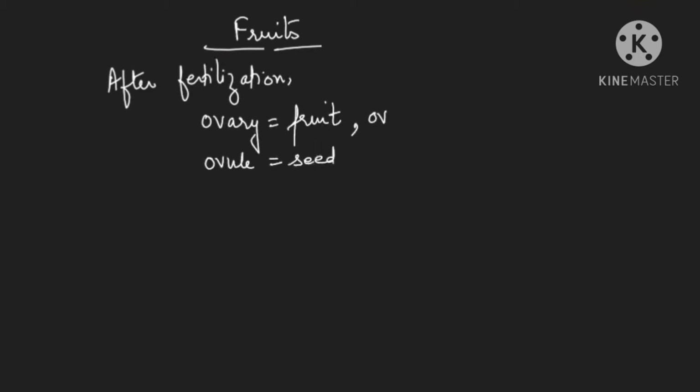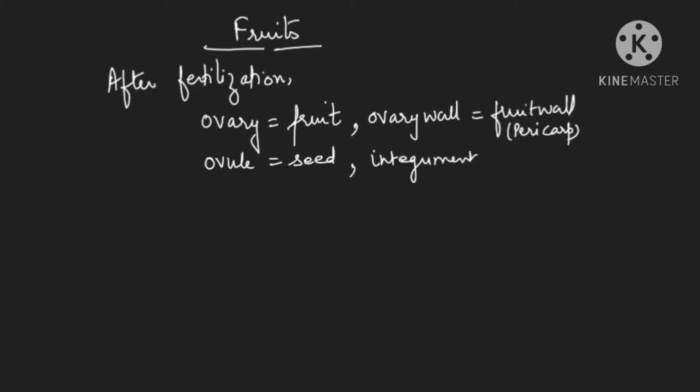And the ovary wall will change into fruit wall, and that fruit wall is known as pericarp. The integuments of the ovule will change into seed coat. The outer one will be testa and the inner will be tegmen. So these are the changes which we observed after fertilization.